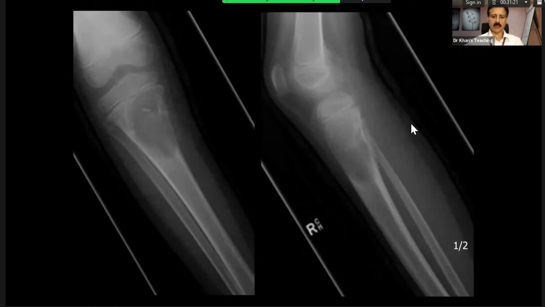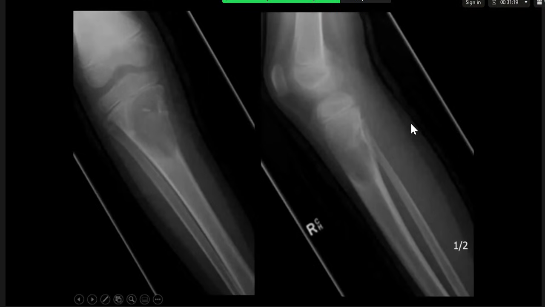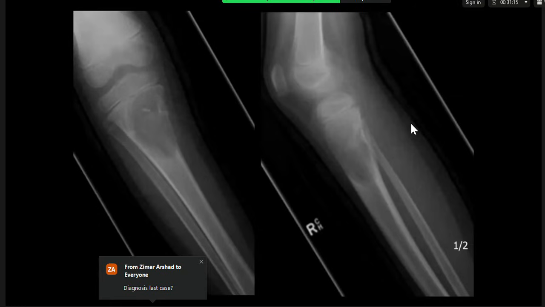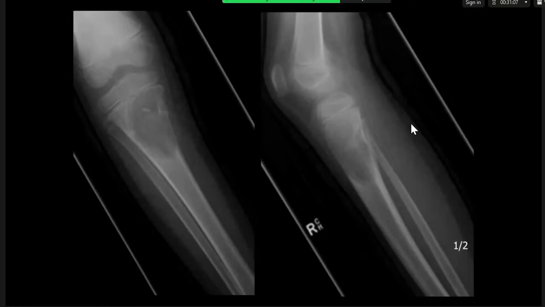Can you see my screen? Yeah. So I can see that there's a quite large lytic lesion in the metaphysis of a skeletally immature patient's tibia. It seems to have a fracture, or at least some cortical irregularity at the medial aspect.